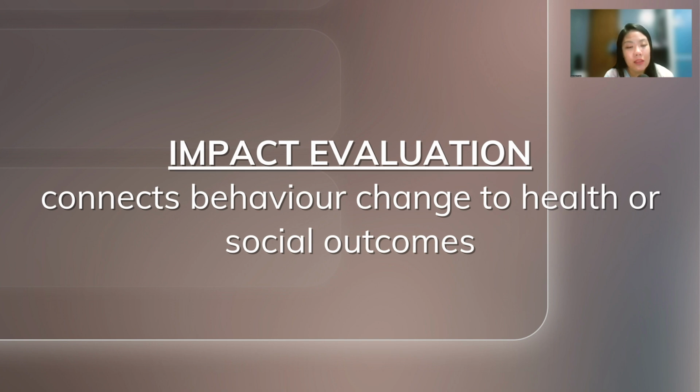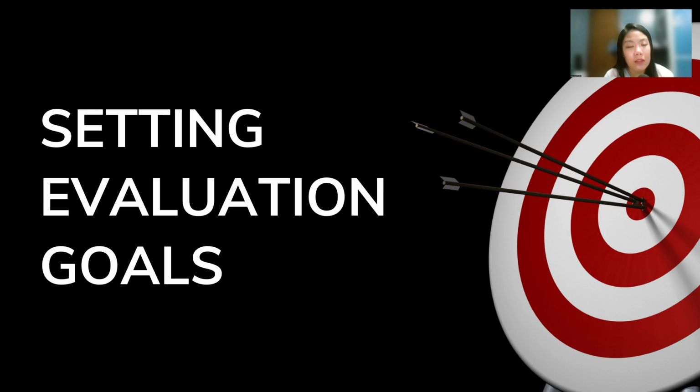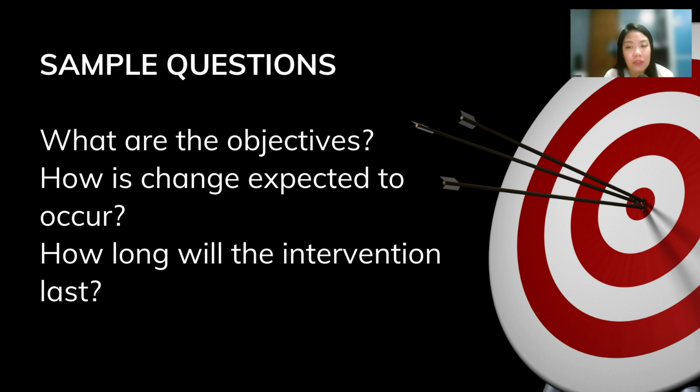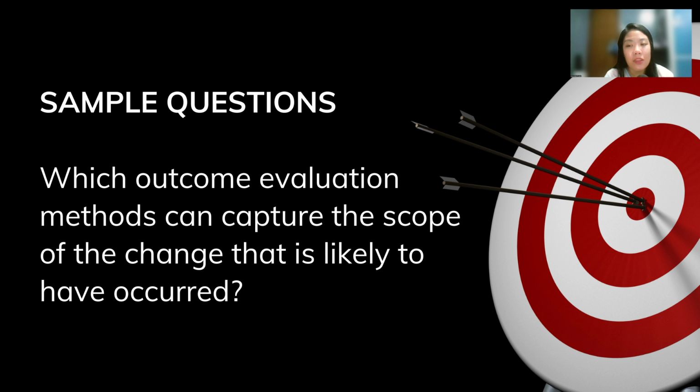Then the setting of evaluation goals. First is to determine who wants to learn from the evaluation, and second is to determine what they want to learn from the evaluation. So, who and what they want. And then the sample questions, which are: what are the objectives, how is change expected to occur, how long will the intervention last, and which outcome evaluation methods can capture the scope of the change that is likely to have occurred. These can guide a more specific outcome.